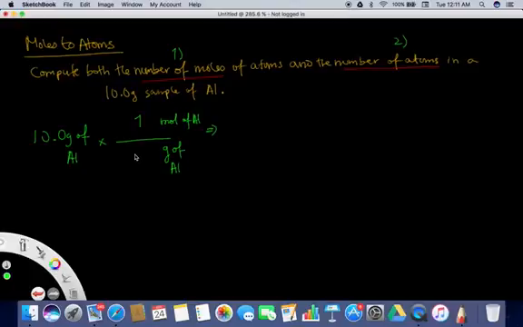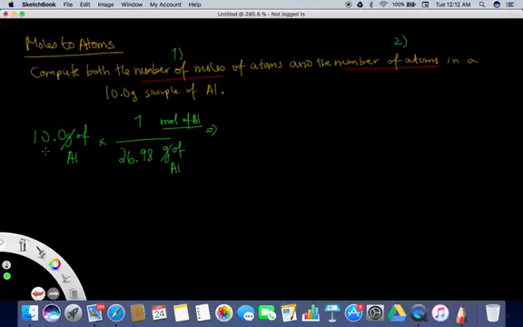So the molar mass of aluminum, if we reference our periodic table, would be 26.98 grams per mole. Let me rewrite that. So, using this conversion, I can cancel out the grams, because this is 10 grams of aluminum in the numerator and this is grams of aluminum in the denominator. These two units cancel out. We're left with moles of aluminum, which we want.